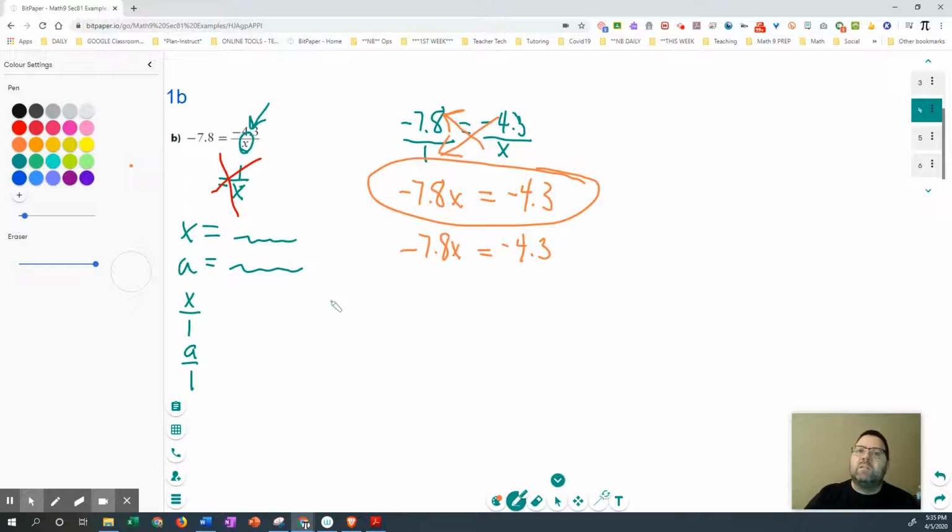What are we going to do to both sides? This is not a 1x, this is a negative 7.8x. And as your teachers always harp on, the implied operation is multiplying. What's the opposite of multiplying? If you answered division, you win a gold star. And you're going to divide by the exact same number. Whatever you do to one side, you do to the other side. What's the net effect here? This all reduces to a positive 1x.